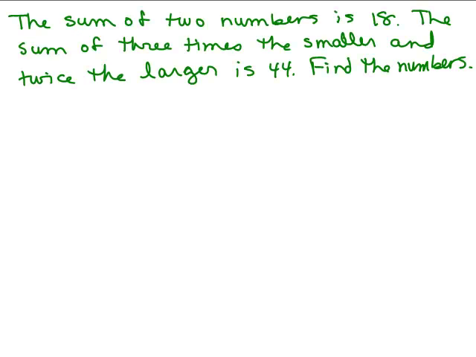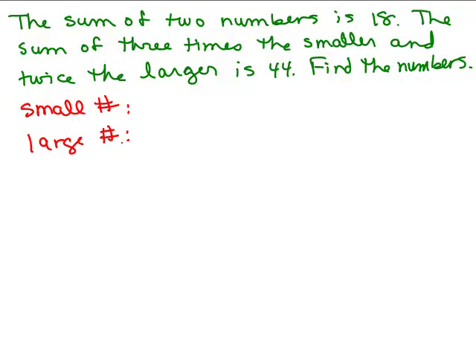Here's a problem. The sum of two numbers is 18. The sum of 3 times the smaller and twice the larger is 44. Find the numbers. All right, we're looking for two numbers, and more than that, we're looking for a smaller number and a larger number. So instead of just writing the first and second number, we're going to have to define them as the smaller and the larger number. The small number and the large number.